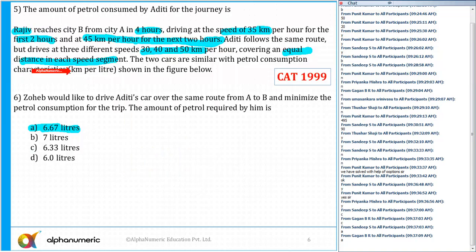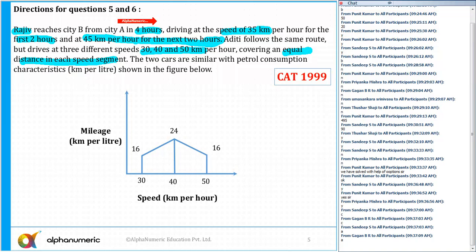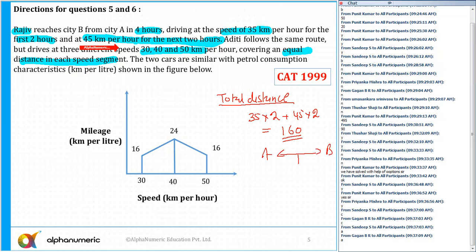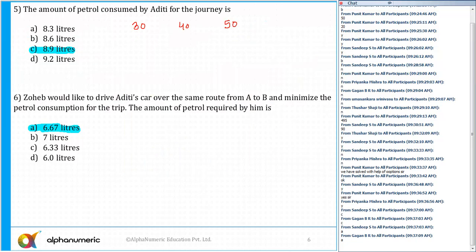If you look here, Rajiv takes 4 hours, at a speed of 35 and a speed of 45. So I can find out the total distance. From Rajiv's point of view, he has traveled with a speed of 35 for the first 2 hours and a speed of 45 for the next 2 hours. So the total distance is equal to 160. The total distance from A to B is nothing but 160, which means Aditi has also traveled 160 kilometers with these 3 speeds.